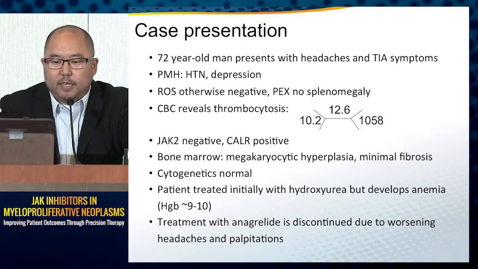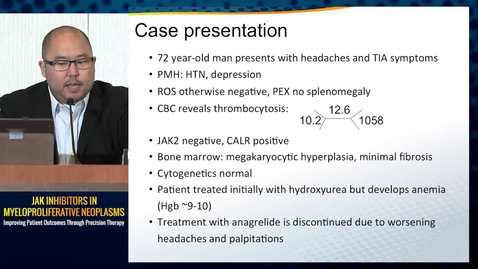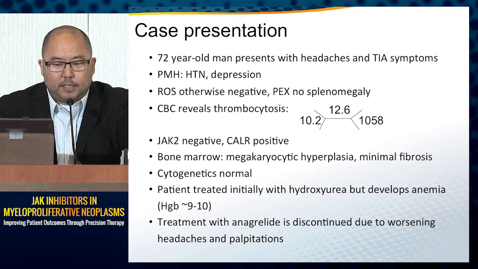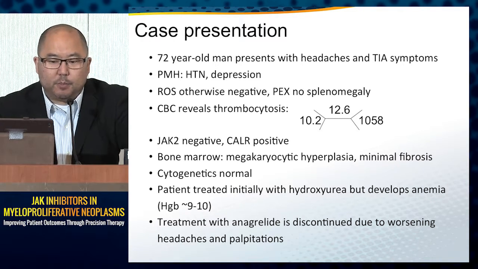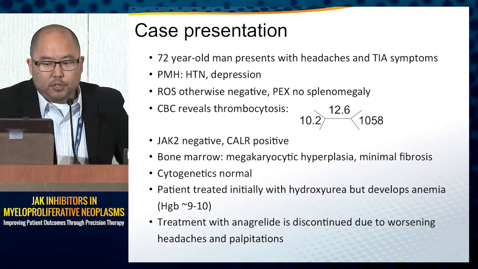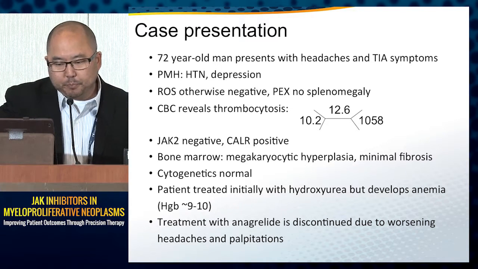A 72-year-old man presents with headaches and TIA symptoms. His past medical history is notable for hypertension and depression. He generally feels well otherwise. On physical exam, he does not have splenomegaly. The CBC shows a platelet count of about 1 million.